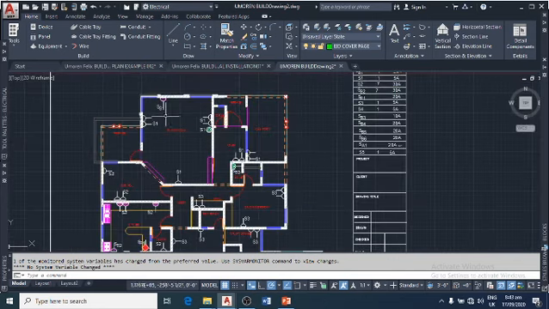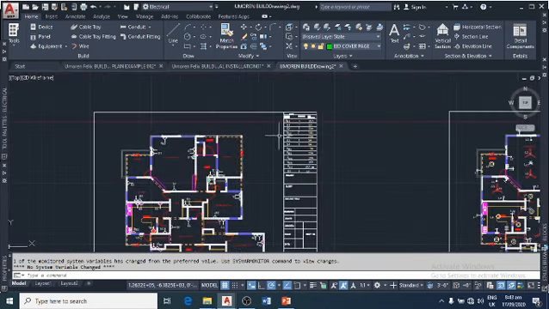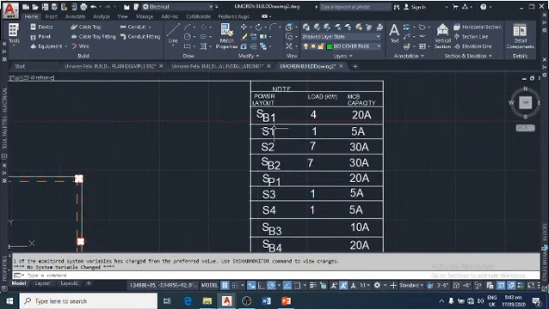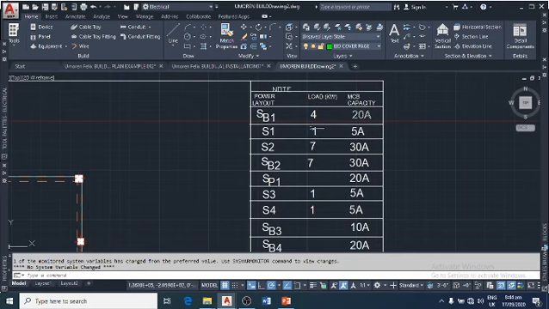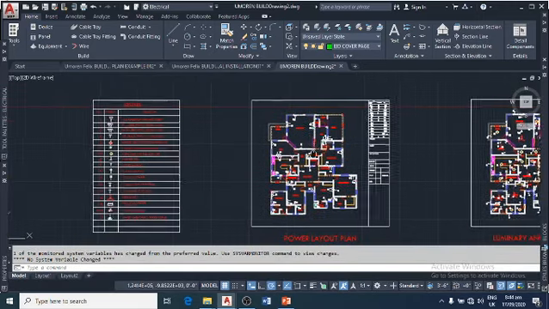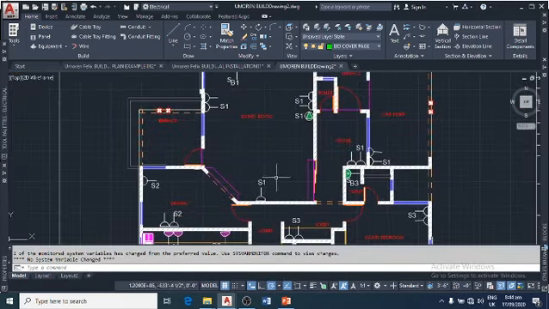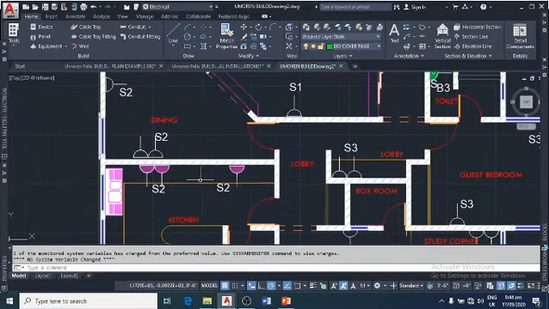This implies that the 6 points for the S1 have a total load of 1 kilowatt, and will be connected to a 5 ampere MCB on the DB, that's the distribution board. Here the SB1, which is the AC point, we are using an AC with a 4 kilowatt rating, hence it is connected to the MCB of 20 ampere. Likewise, all parts of the building will have the arrangement thus.